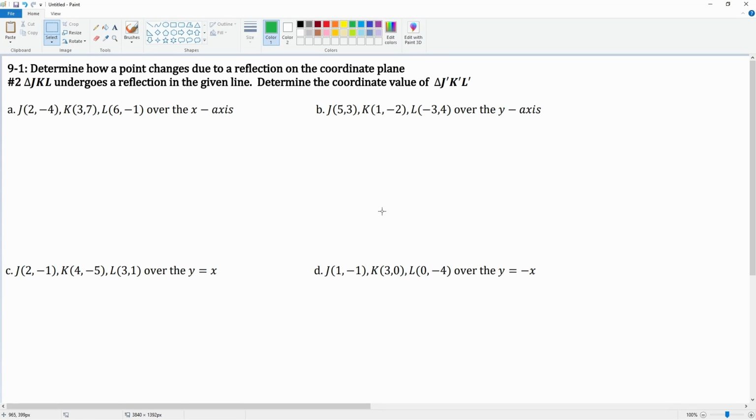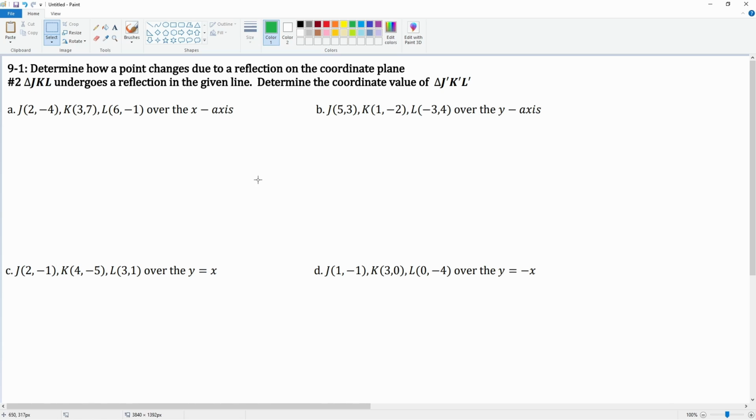9-1, determine how a point changes due to a reflection on the coordinate plane. Number 2, we have triangle JKL undergoes a reflection in the given line. Determine the coordinate values of triangle J prime, K prime, L prime. You can approach all these questions by just graphing it and reflecting it over the appropriate line of reflection, like question 1. However, this approach will just use the rules to find the point.